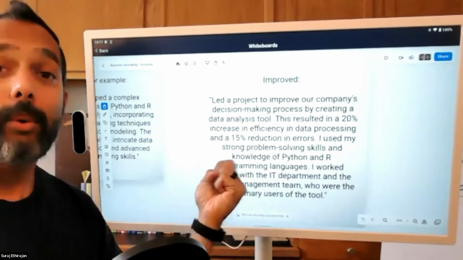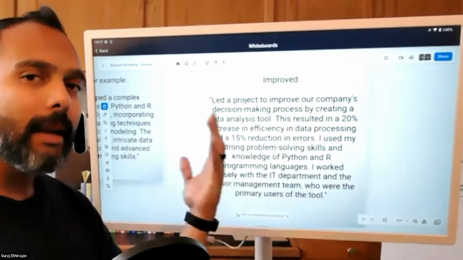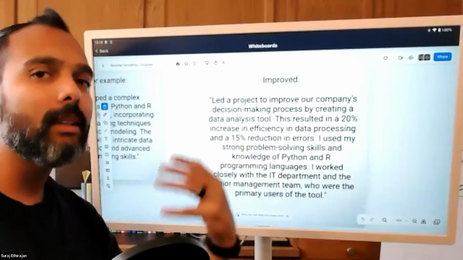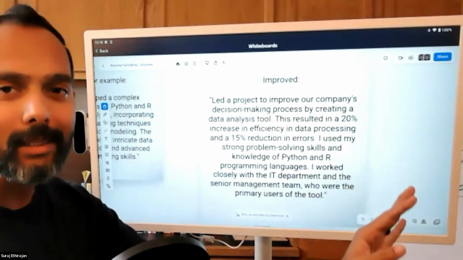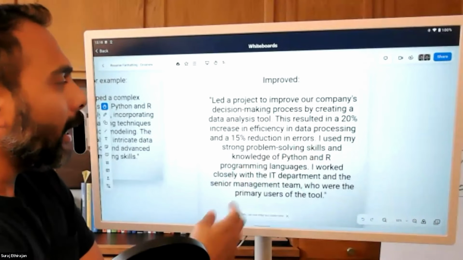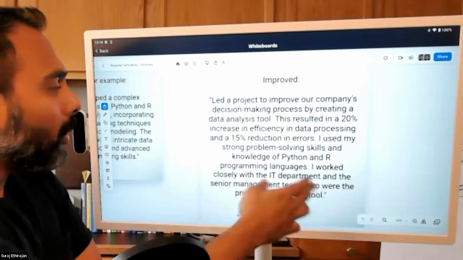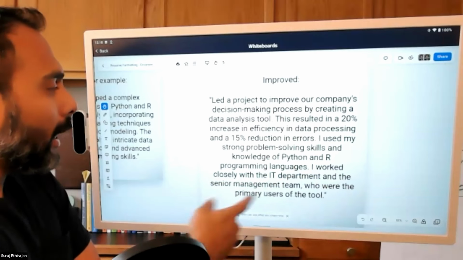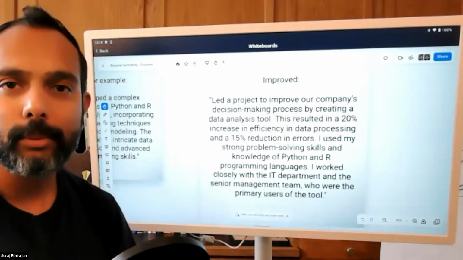And of course, you don't want to make this up, you want to back it up. And that's why when you're working, chasing these targets really helps. Whether you hit it or not is different. You learn how to reset the targets going forward. Used my strong problem-solving skills and knowledge of Python and R programming languages. I worked closely with the IT department and the senior management team, who were the primary users of this tool.